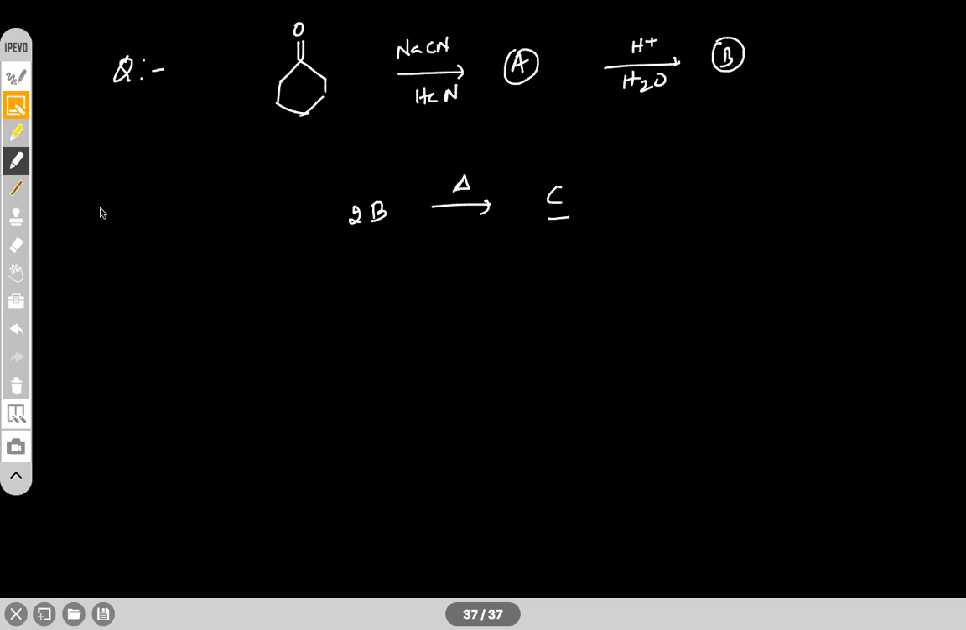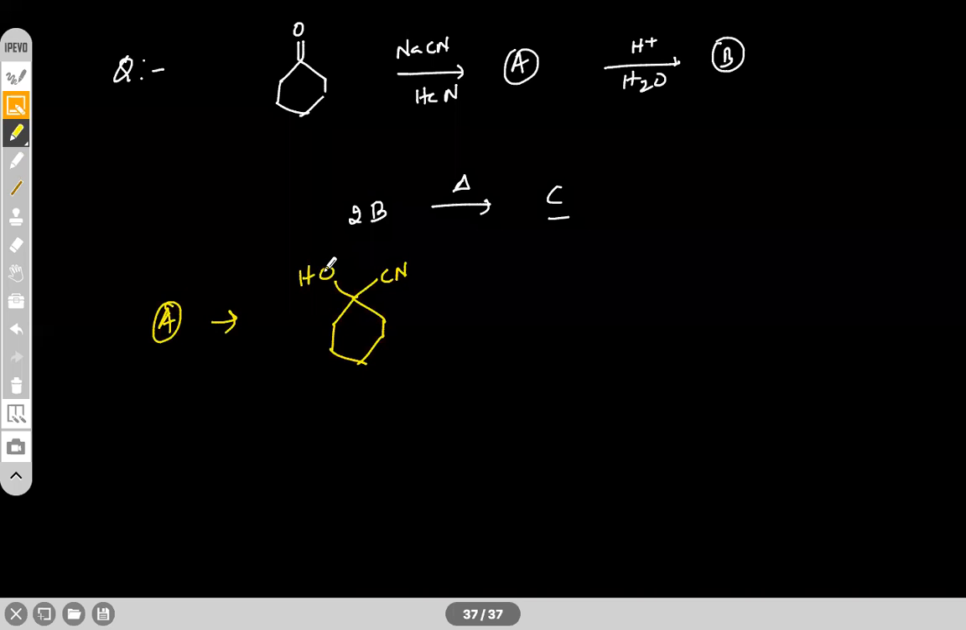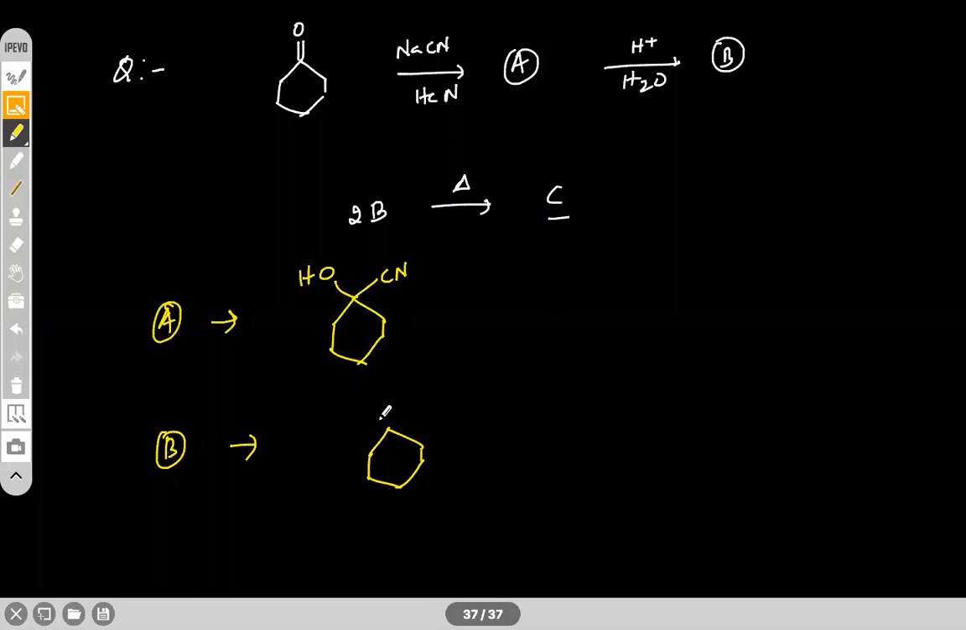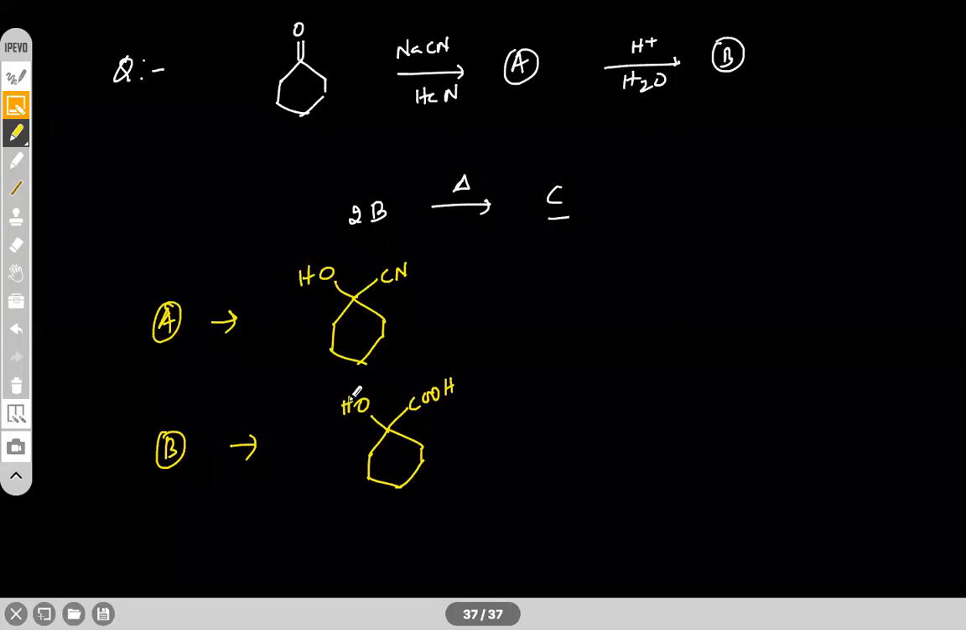What is A? A is cyanohydrin. So the carbon which has double bond O converts into OH and CN here. With H plus H2O, CN converts into acid. So on top we have COOH and OH.